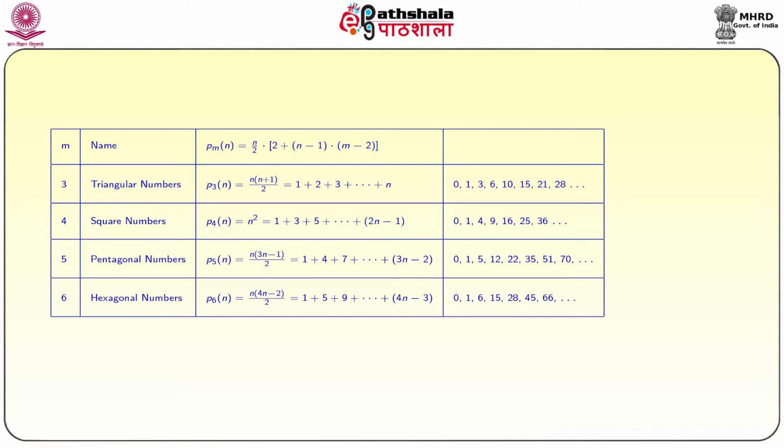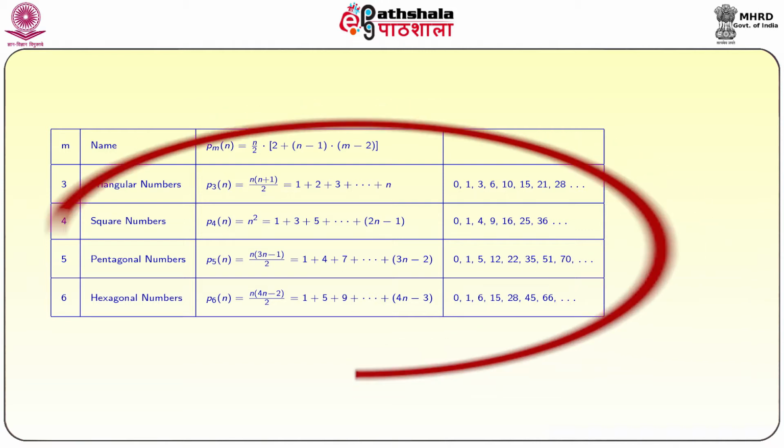If you plug in n equal to 0, we get 0; n equal to 1, we get 1; n equal to 2, we get 3; n equal to 3, we get 6, and so on. So we get 0, 1, 3, 6, 10, 15, 21, 28, and these numbers are called triangular numbers. We will see why these are called triangular numbers as well. That may be one of the reasons we used the subscript 3, P_3(n), for triangular.